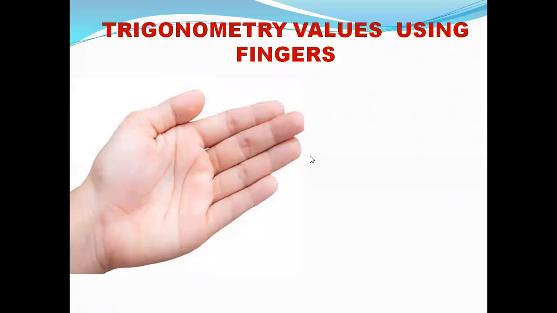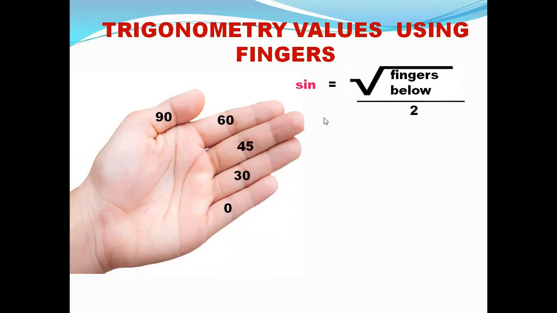So we have our left hand and we will put it in this way. First, let us assign the values from the little finger: 0, 30, 45 and 60 and then 90. So 90 is the thumb and 0 is the little finger. Now let us see how we will find sin: the square root of the fingers below, divided by 2.